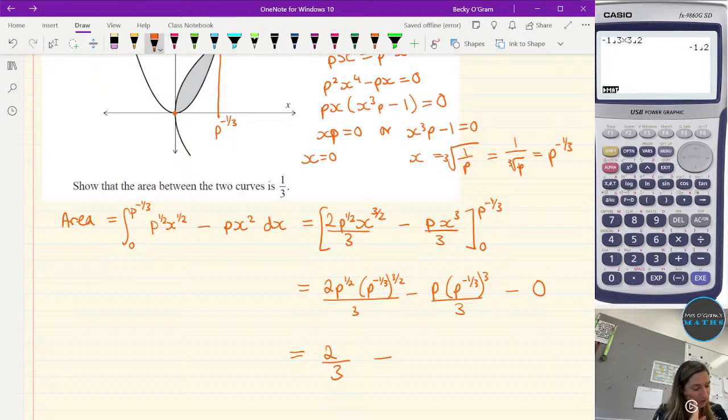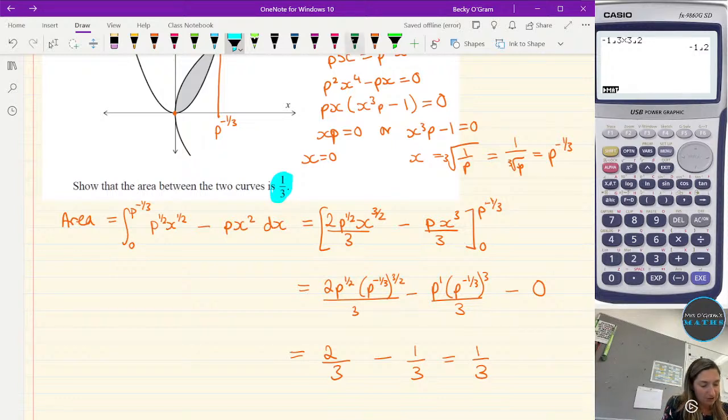Right, next one, bear with me. P to the negative third times 3 is p to the negative 1. We've got a p to the 1 here, so p to the 1 times p to the negative 1, again, is p to the 0, because 1 plus minus 1 is 0. So that's just 1, because anything to the power of 0 is 1. So 2/3 minus 1/3 is equal to 1/3, exactly how we wanted in the question.